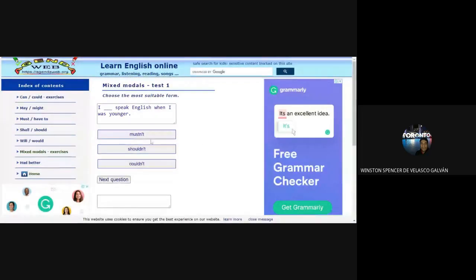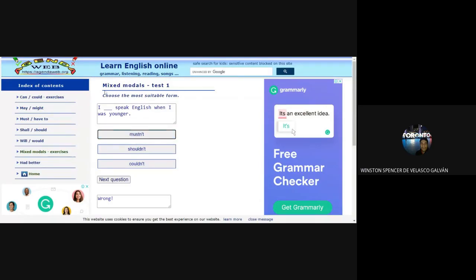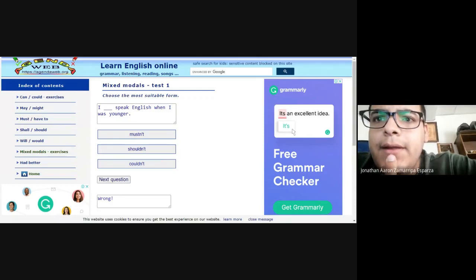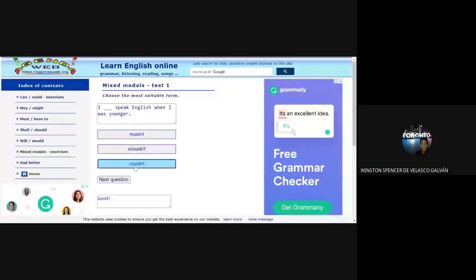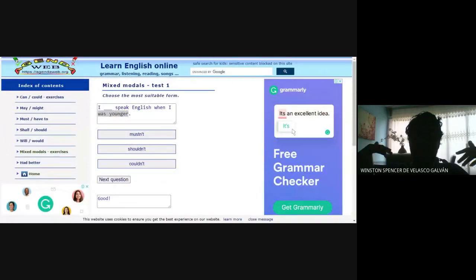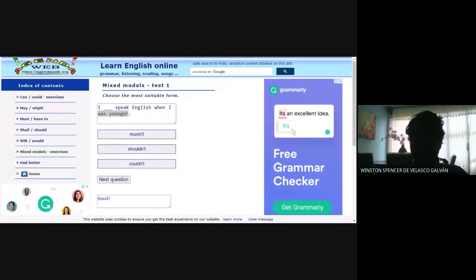Mustn't. Okay, let's see if this is the right answer. Okay, well, it's wrong. Anyone who has another answer? I shouldn't. Okay, let's see. Is it still wrong? Right here, guys, the correct answer is couldn't. Why? Look, we're referring to the past. When I was younger, right? Remember, if we are going to speak in the past, always speak in the past, right? So let's move on forward with the next one.